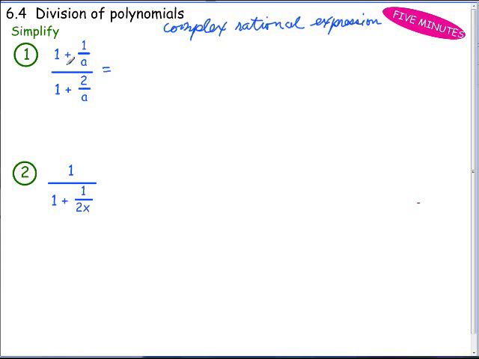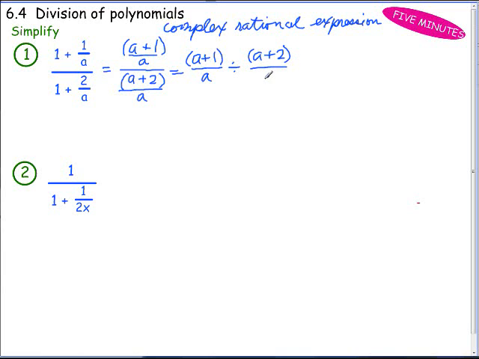So common denominator here, we're going to want a. So a over a plus 1 over a is the same as a plus 1 over a. That's that common denominator. This we will convert to a over a, and we'll have a plus 2 as our binomial all over a. So that's a plus 1 over a divided by a plus 2 over a.